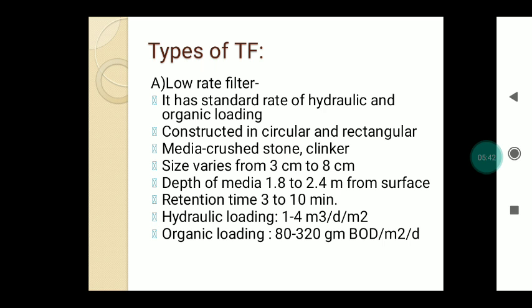The depth of the trickling filter is about 1.8 to 2.4 meters, and the retention time for which we keep the sewage in the trickling unit is 3 to 10 minutes. It has a hydraulic loading of about 1 to 4 cubic meters per day per square meter, and an organic loading of about 80 to 320 grams of BOD per cubic meter per day. This is all about the low rate trickling filter.